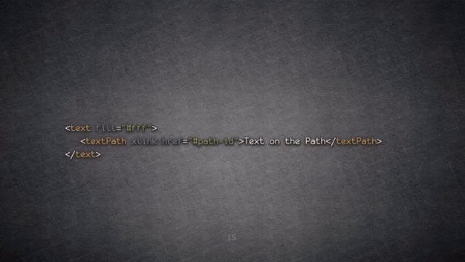So this is a code for the text path. You have text element, you have text path element. Seriously, you don't need to remember all this. Just use Snap. I mean, if you don't use Snap, it's your problem.